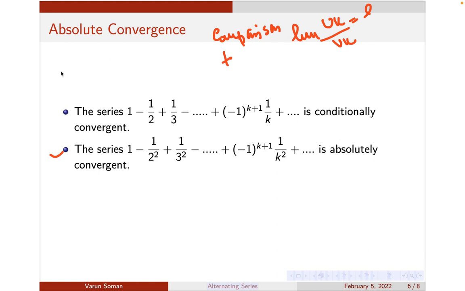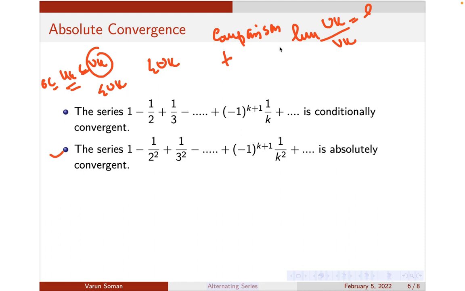Okay, suppose your UK is less than or equal to VK, and suppose both of them are positive term series. Now just think of it logically. Suppose your sigma VK is convergent, that is, suppose the bigger series is convergent. We can say that sigma UK also will be convergent. Why? Because VK having bigger terms, still sigma VK is convergent. Therefore, sigma UK will also be convergent. So this is another form of comparison test.